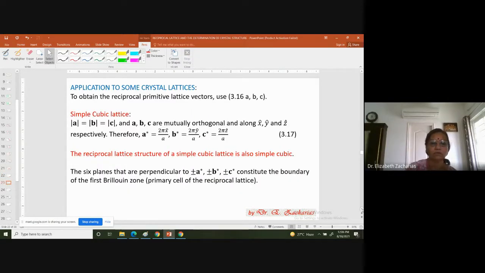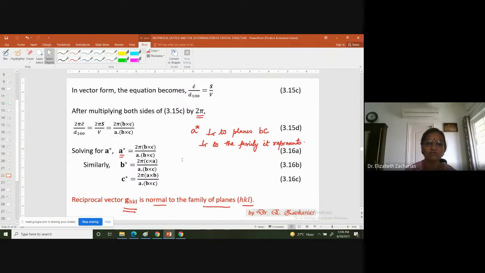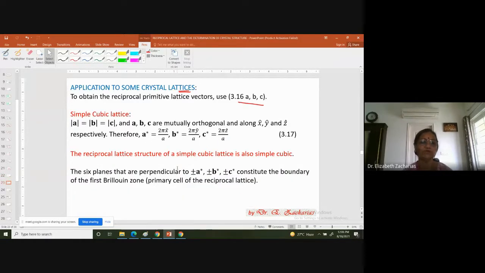Next we have to do some applications of this to some real crystals. For that, you are going to use this relationship 3.16 ABC. This set of equations is very, very important. This conversion you should know. We are going to apply it to a simple cubic lattice.